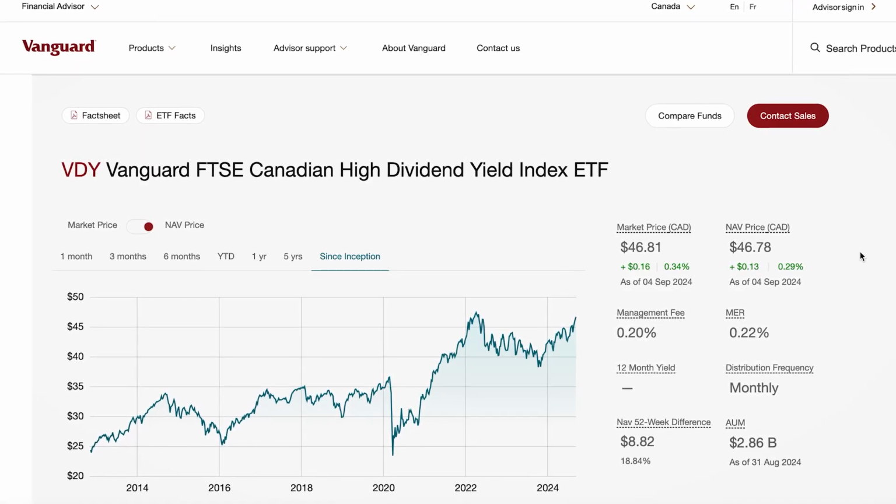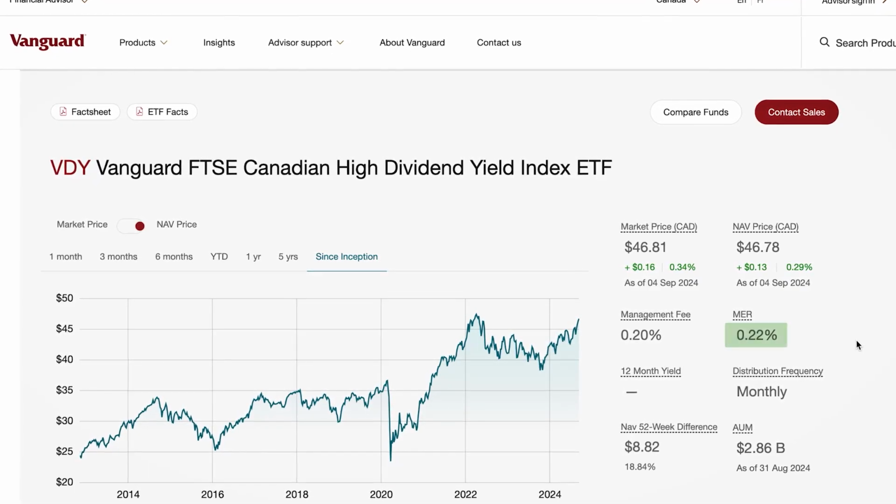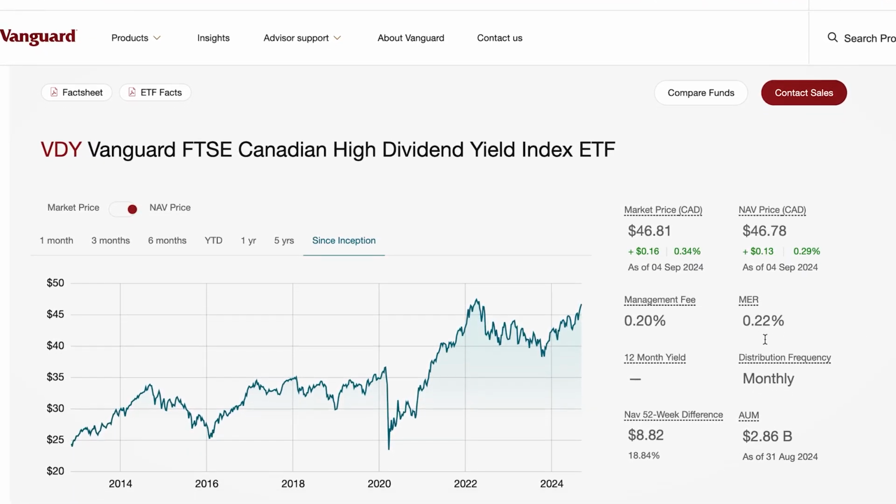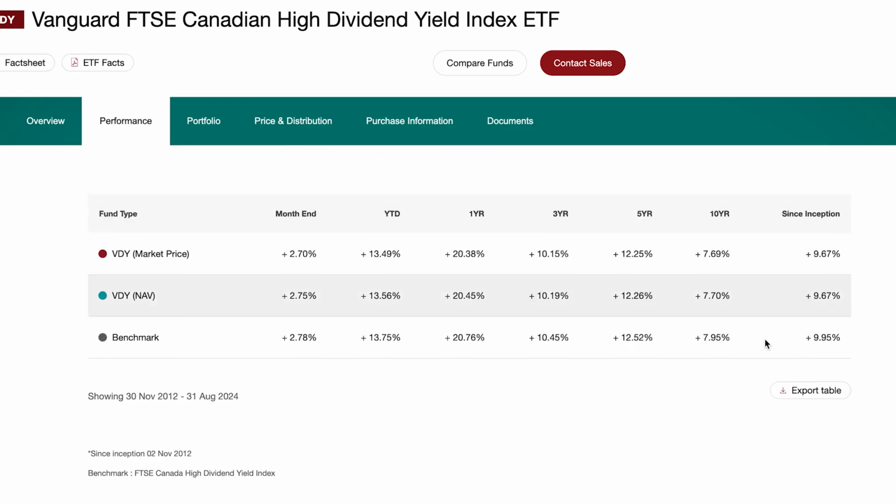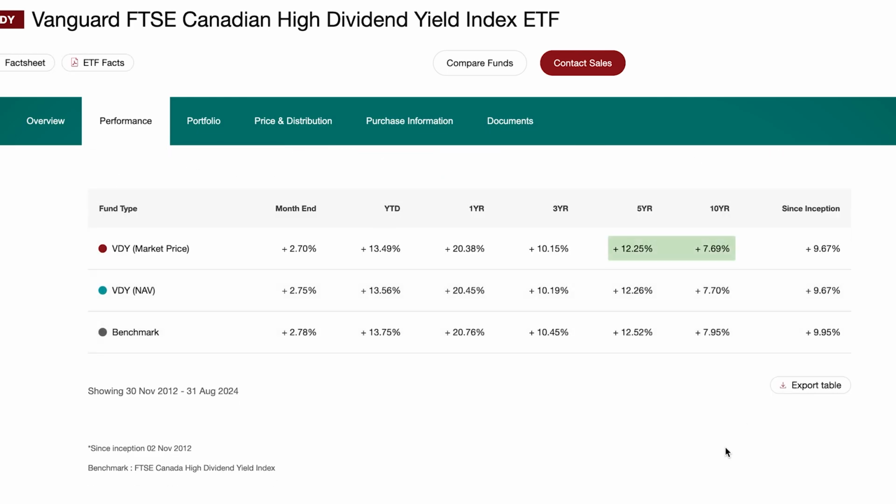One of the most popular Canadian dividend ETFs is VDY from Vanguard. Its expense ratio is 0.22%, which is okay for these kinds of ETFs, and the historic growth is also good. Over 12% annually on average for 5 years, and over 7% for 10 years.